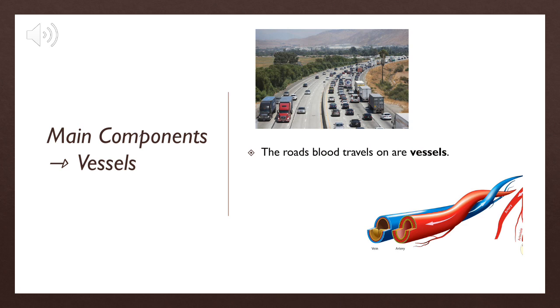So the next part of our analogy, we're going to talk about how vessels are similar to roads. So we've got these arteries and veins which flow in opposite directions, arteries carrying blood away from the heart and veins carrying blood back to the heart. But the roads which the blood travels on are vessels. You can almost picture the cars in the picture as red blood cells carrying oxygen and carbon dioxide to and from the heart.